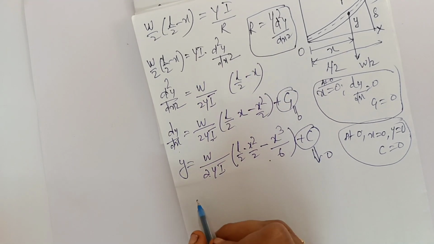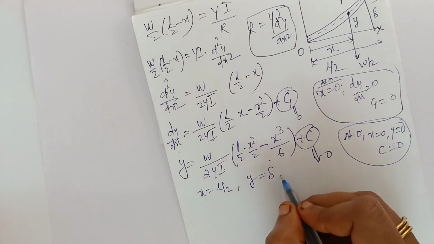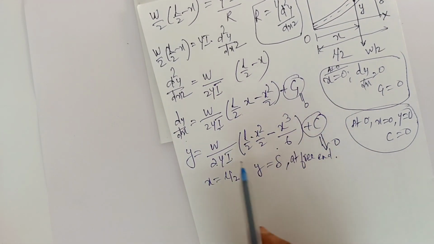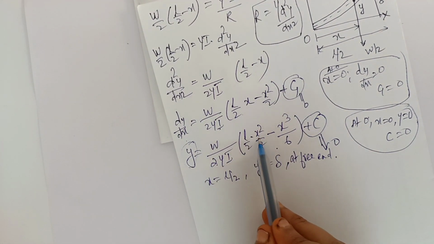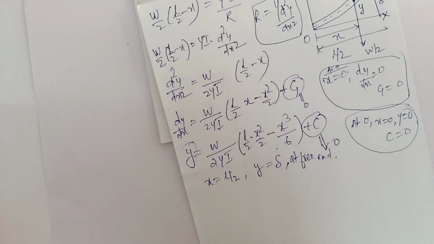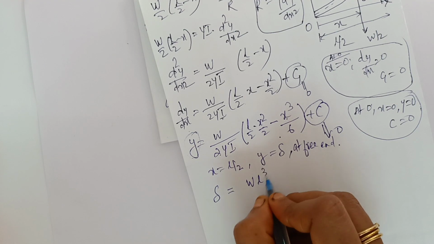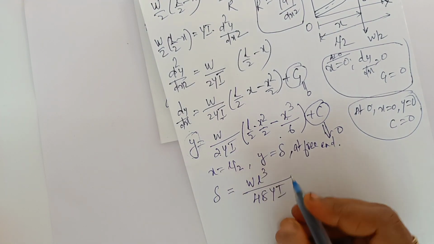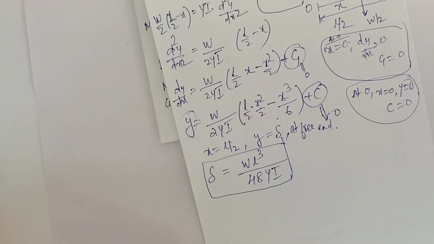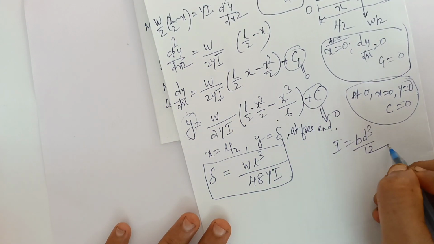So y is equal to W by 2YI times (L by 2 x square by 2 minus x cube by 6). At the free end, x is equal to L by 2 and y is equal to delta. So when substituting y equal to delta and x equal to L by 2, instead of x square we put L by 2 the whole square, and instead of x cube, L by 2 the whole cube. Finally we will get delta is equal to WL cube by 48 YI. If b and d are the breadth and thickness of the beam, we already studied I is equal to bd cube by 12.